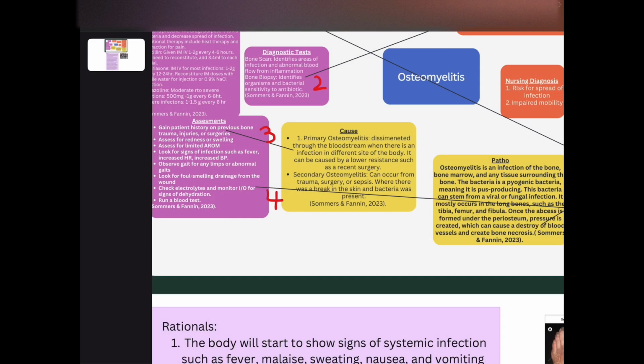Okay, so for causes, number one is primary osteomyelitis. This is disseminated through the bloodstream when there is an infection in a different part of the body. An example of this can be infection from pneumonia. It can also be caused by a lower resistance to bacteria, such as after a recent surgery.